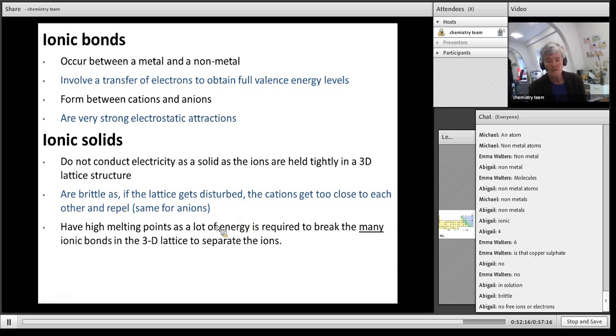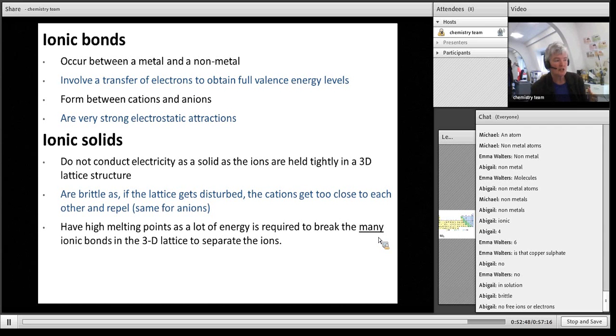High melting points, generally very high, normally from 1,000 degrees up. Some are lower, but it tends to be high. Again, explain it's a strong electrostatic force, so you're going to need lots of energy to break it. When you melt something, you're separating the particles. In this case, you're separating the ions, so you have to break all these ionic bonds.